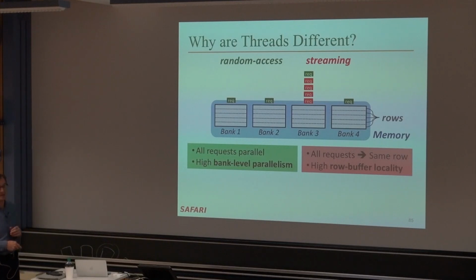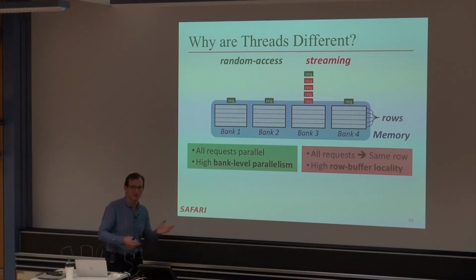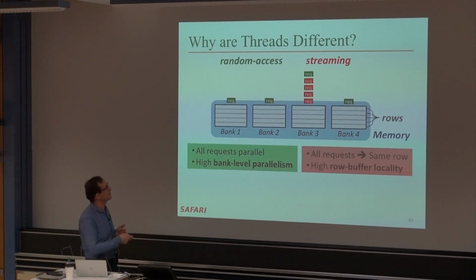If you prioritize a streaming thread, this is what it looks like. The random access thread gets slowed down a lot. Basically, it gets stuck behind the requests of this streaming thread, just like we've seen earlier, right? There's nothing new here in a sense, except now we're thinking about the vulnerability of these different threads.